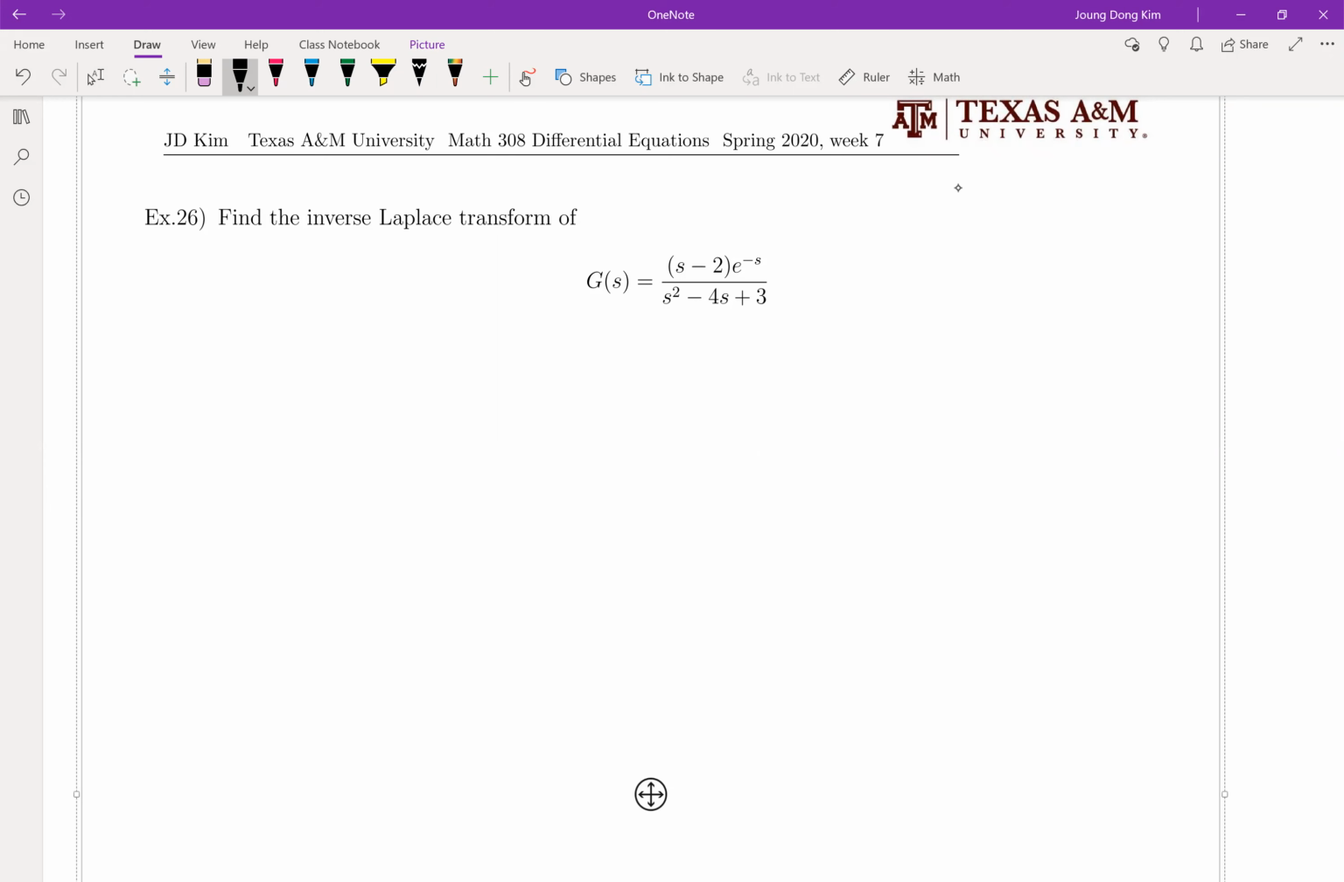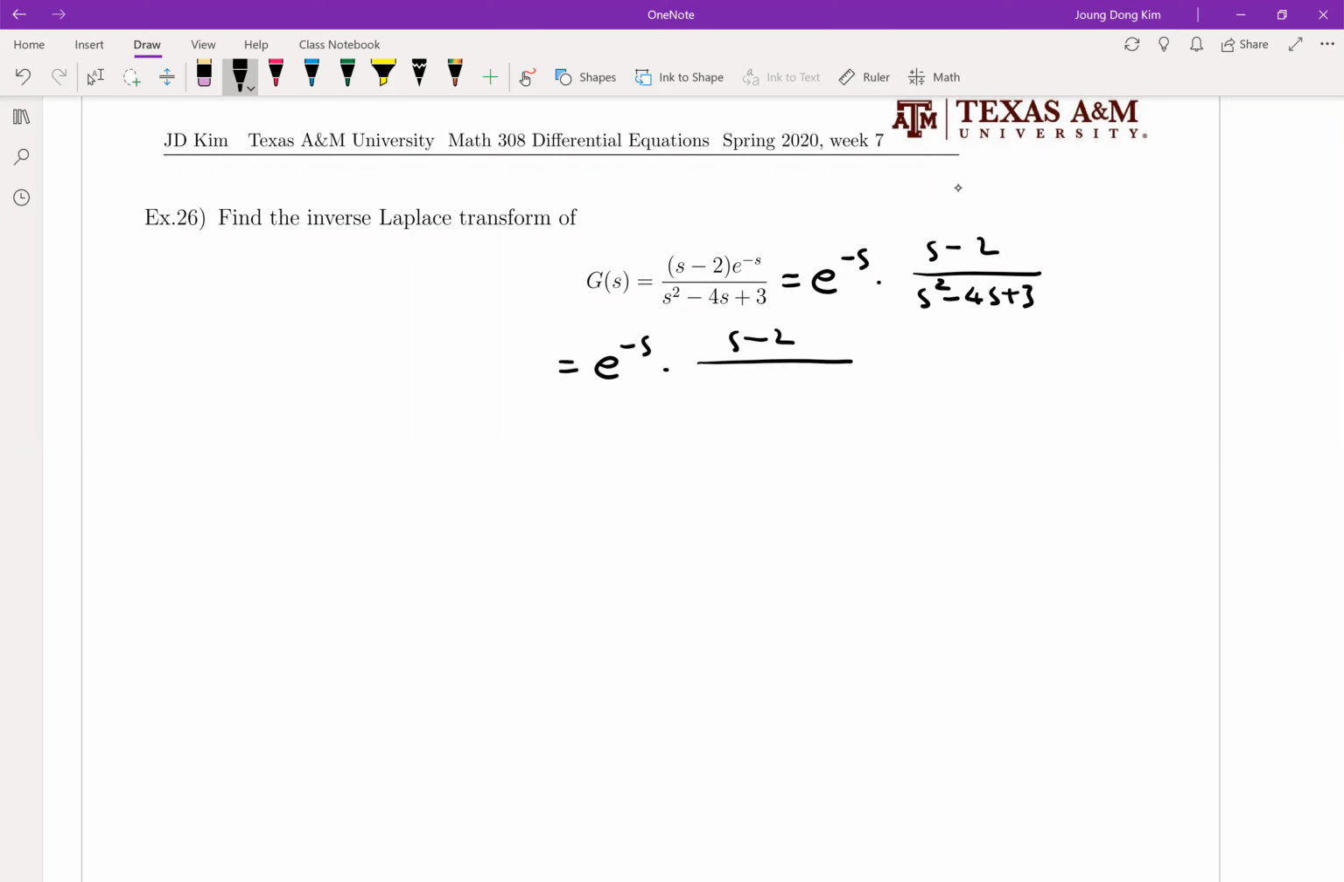First of all, e to the minus s is concerned with your unit step function, so we're going to write this one on the side: e to the minus s times (s minus 2) over (s squared minus 4s plus 3). Look at your denominator. It is possible to do factoring, right? So this can be written as e to the minus s times (s minus 2) over (s minus 1)(s minus 3).